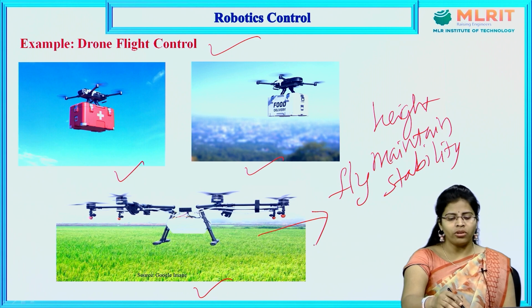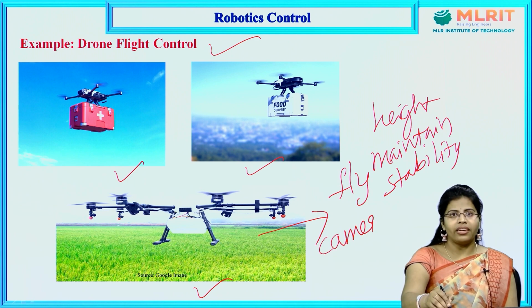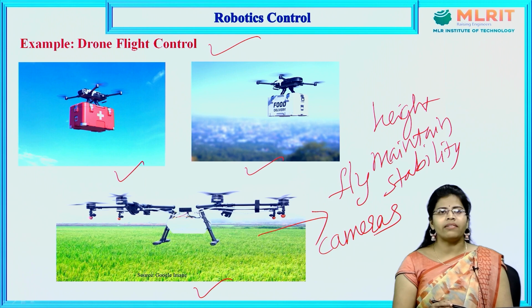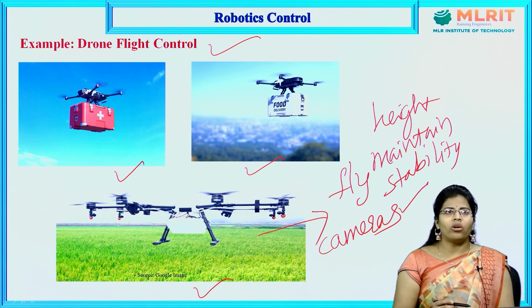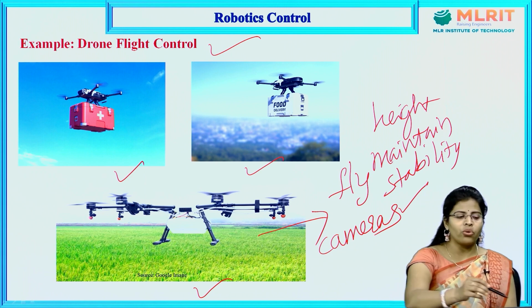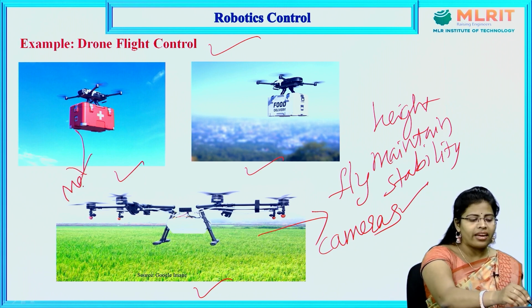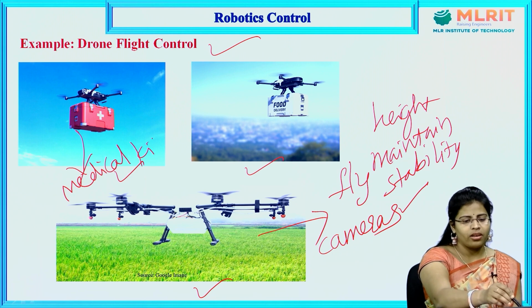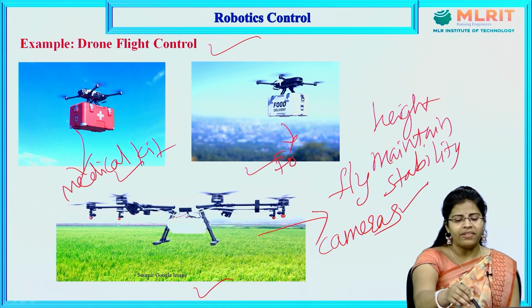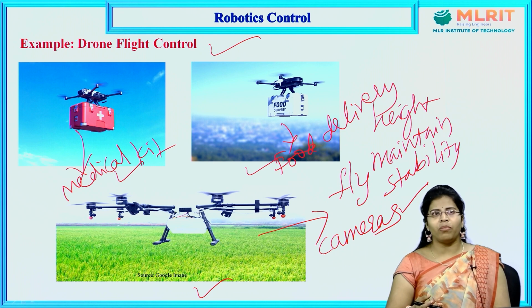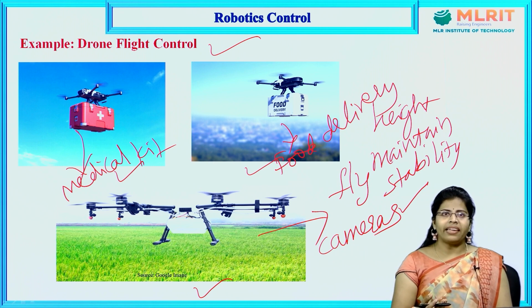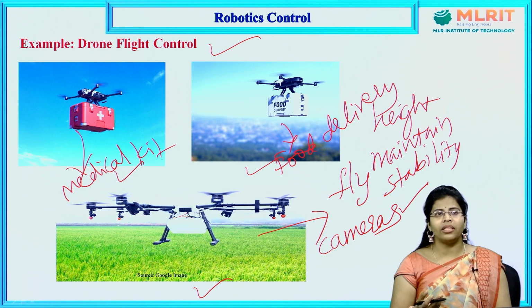It is going to track the agricultural land with cameras, capturing pictures, and the drone flight control is also going to deliver the medical kit, and also do food delivery safely and securely. So that's how the drone's flight control is developed with the help of reinforcement learning, to make the tasks easily performed without humans.